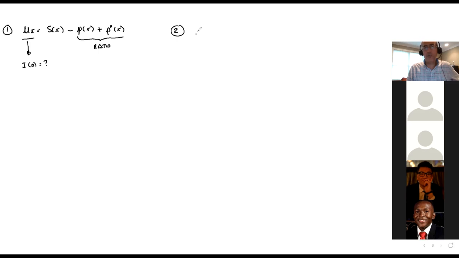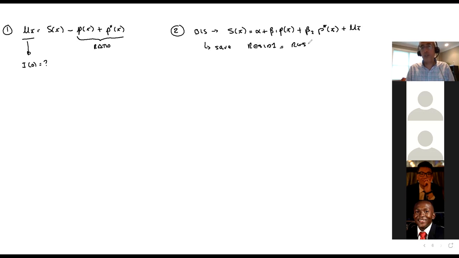So let's do a simple regression. Let's do an OLS where we compute ST. It's going to be alpha plus beta 1 PT plus beta 2 P star T plus my error. So you simply run the OLS, and once you run the OLS, save the residuals. Create a variable called receipt 1 equal to the residuals of this regression, and then verify if this one is an I0.